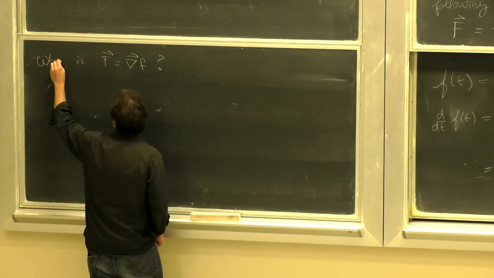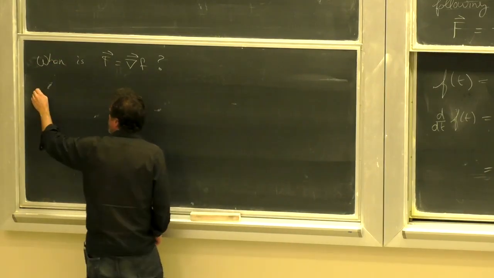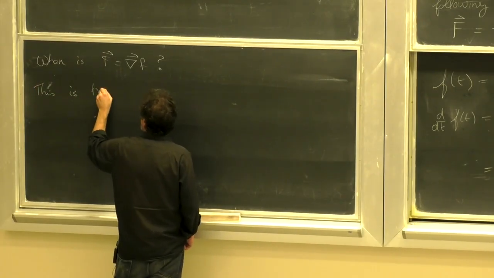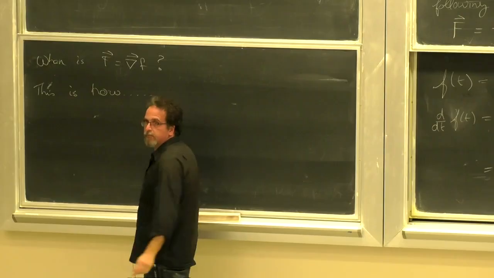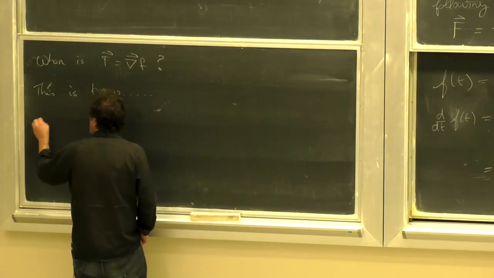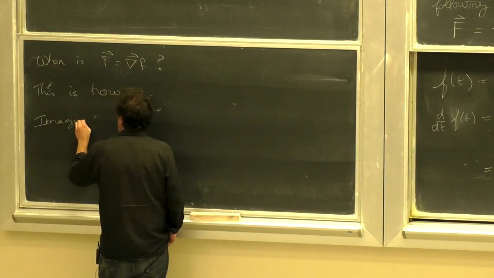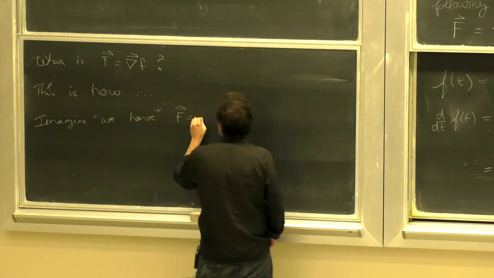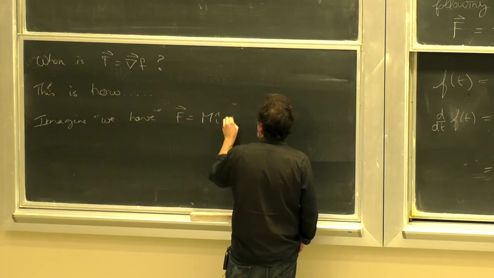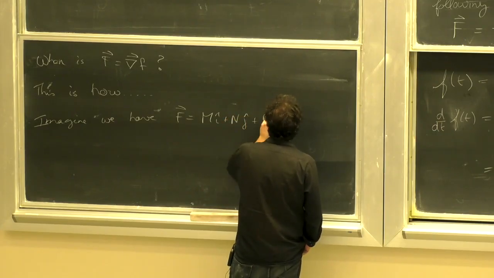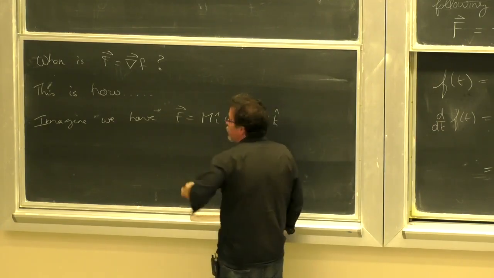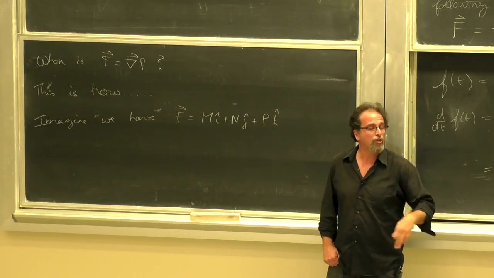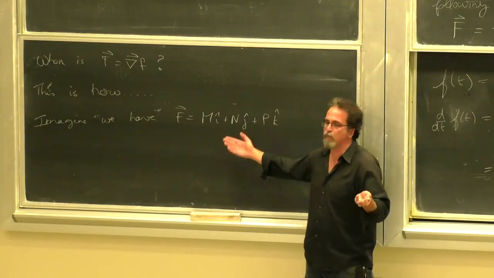And this construction will tell you. This is how. This is the story. Okay? So imagine we have F equal to M i hat plus N j hat plus P k hat, where M, N, and P are functions of three variables. And they're just three differentiable functions. You're given some arbitrary vector field. These are the components of that vector field.